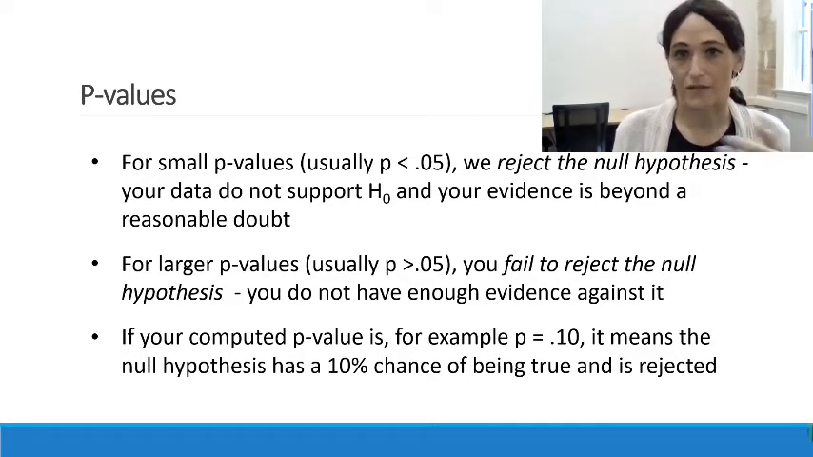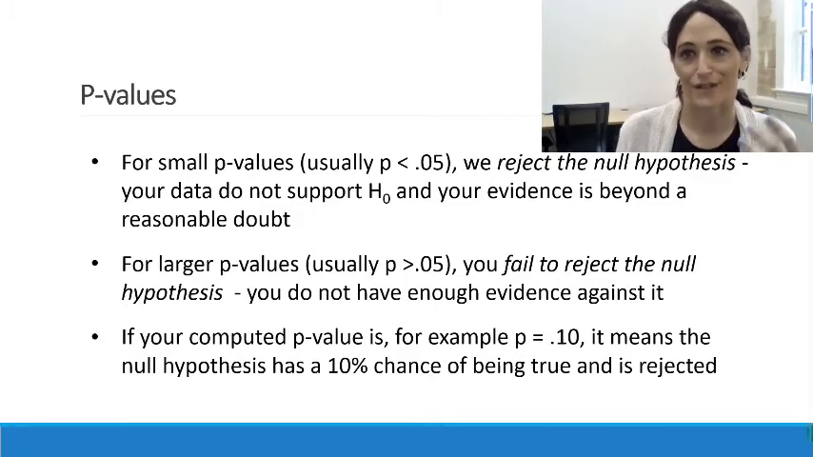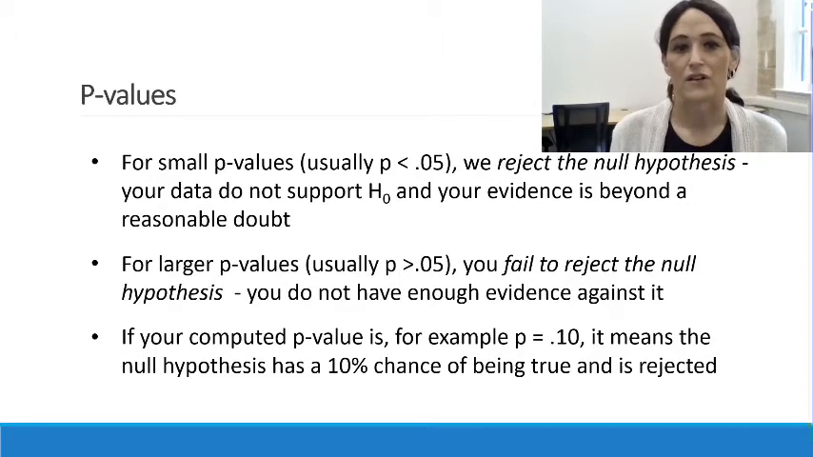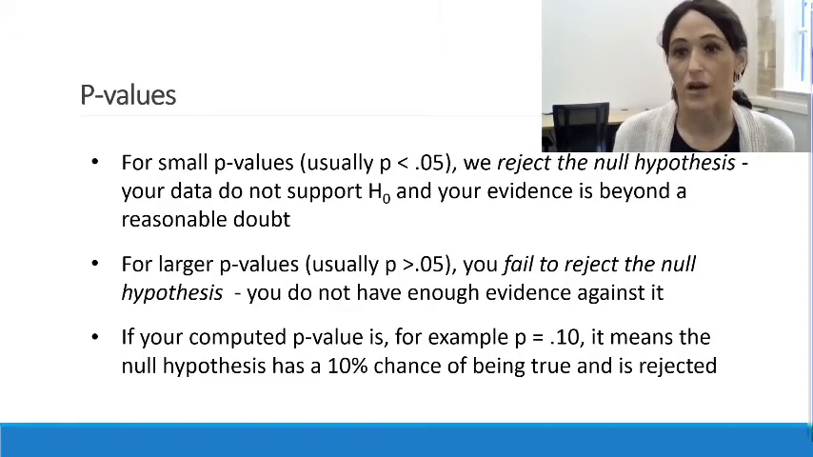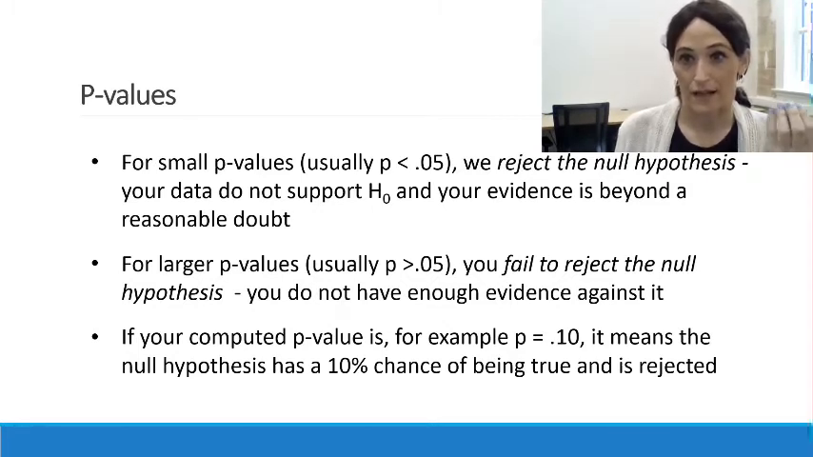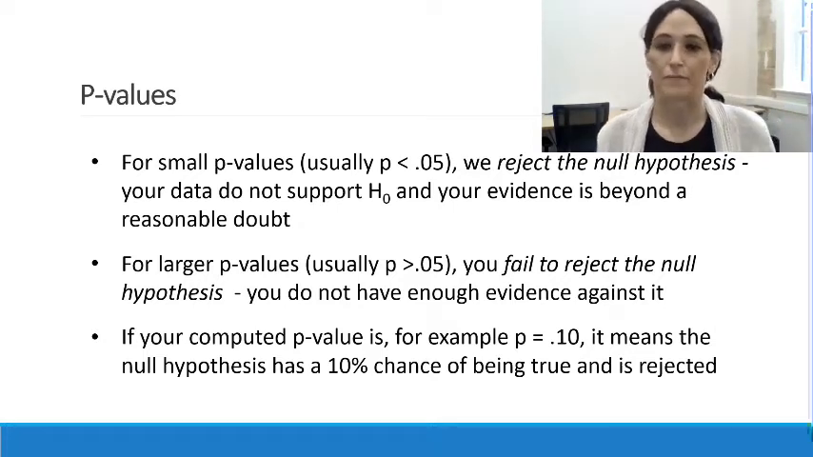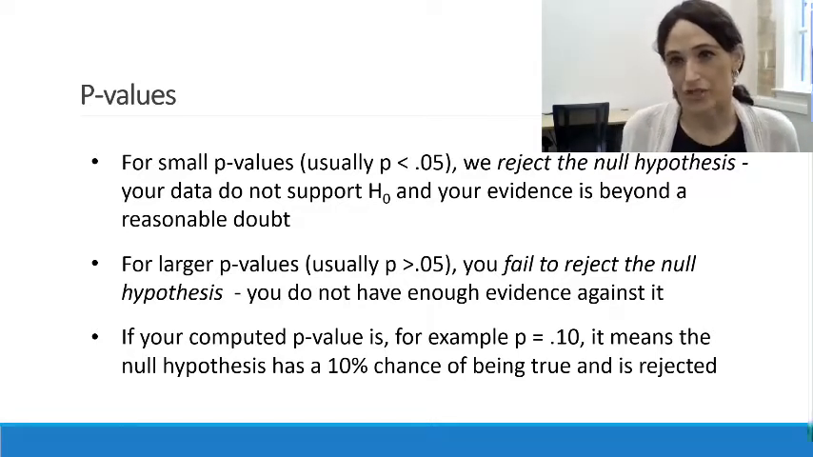For larger p-values that we calculate, greater than 0.05 for significance, you fail to reject the null hypothesis. You don't have enough evidence against the null hypothesis. The probability of the null hypothesis being true is not small enough to reject it. Okay, so if your computed p-value is, let's say, 0.10, it means the null hypothesis has a 10% chance of being true. And therefore, do we want to allow that much risk of being wrong? So p of 0.10 is not enough to reject the null hypothesis. We want something that's lower than that to say the null hypothesis is very unlikely to be true given our data.